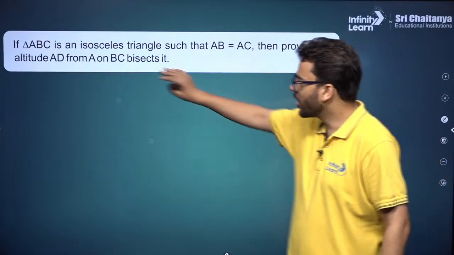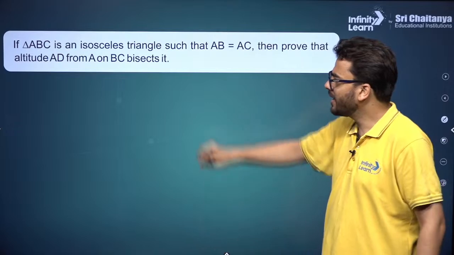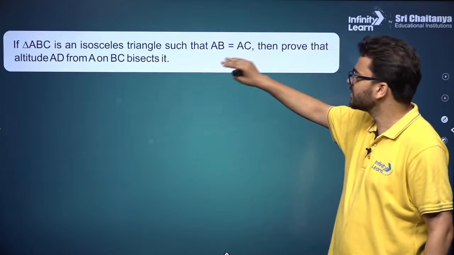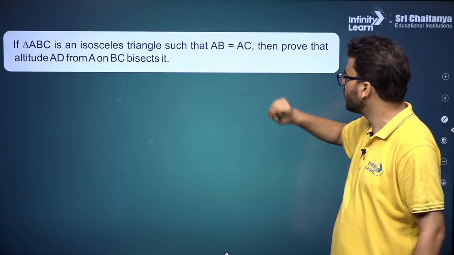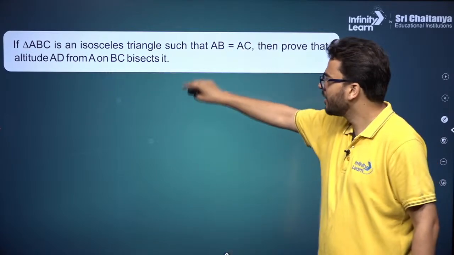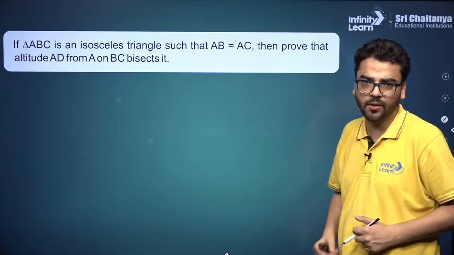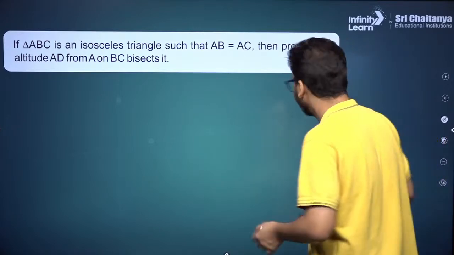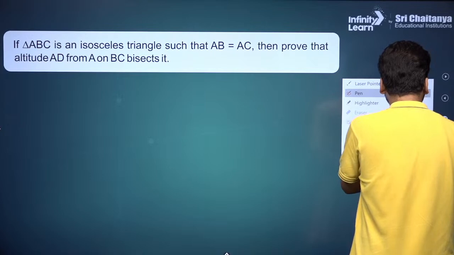Now how can we do this question, guys? If triangle ABC is an isosceles triangle such that AB is equal to AC, then we have to prove that altitude from A on BC bisects it. It's a very simple question, a direct question basically. So let's make a triangle over here. Any rough triangle will do.